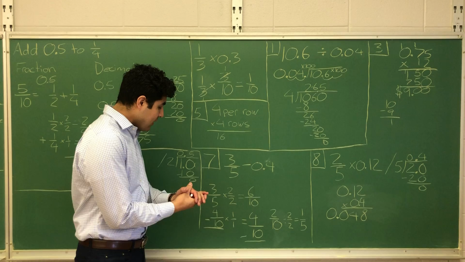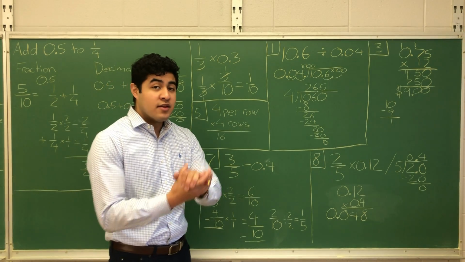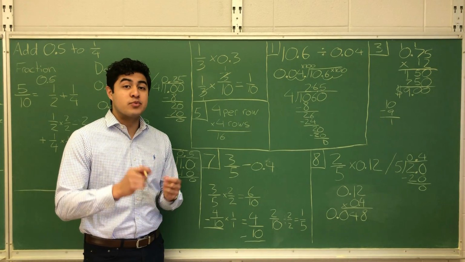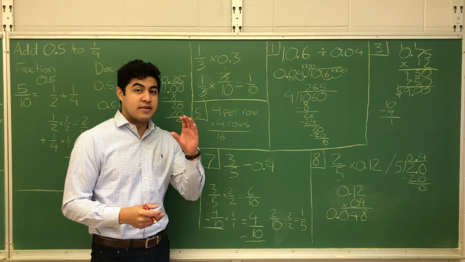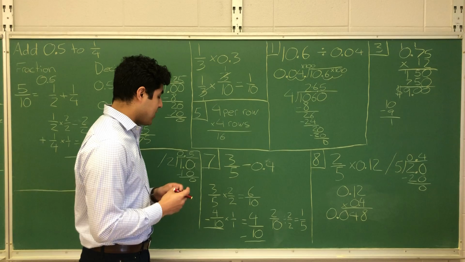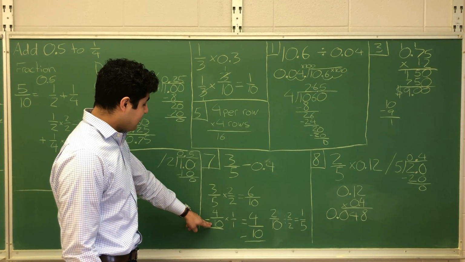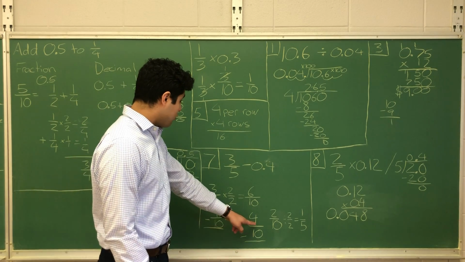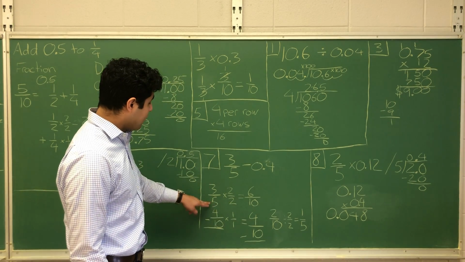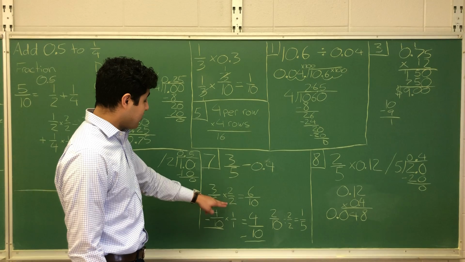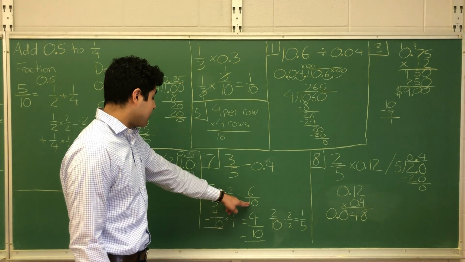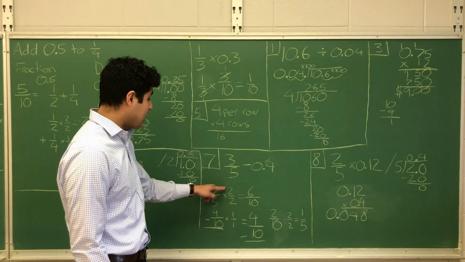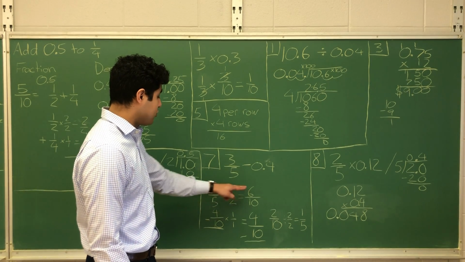Now, I'm subtracting these fractions. That means it needs to have a common denominator. To find the common denominator, we need to find the least common multiple between the 5 and the 10, the two denominators. I find that the least common multiple between 5 and 10 is 10. So 4 tenths remains the same, but 3 over 5 needs to be multiplied by 2 to get the denominator 10. So 5 times 2 is 10. Whatever I do to the denominator, I'll also do to the numerator. So 3 times 2 is 6.